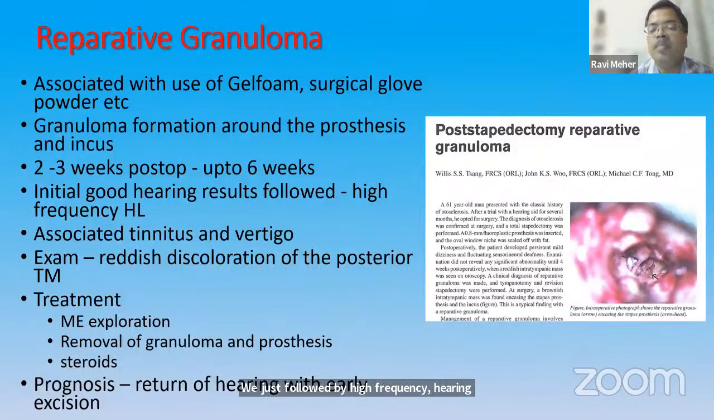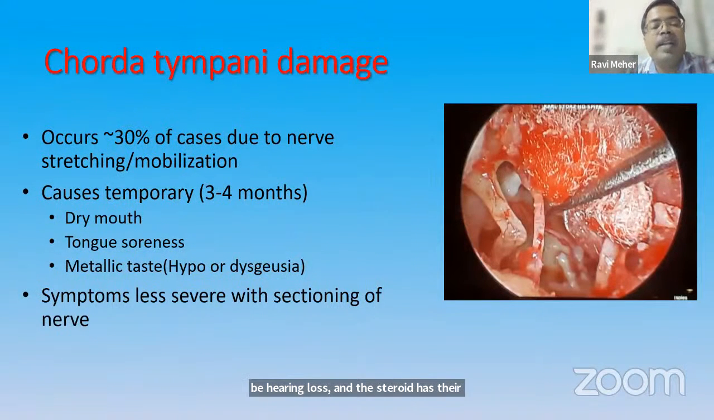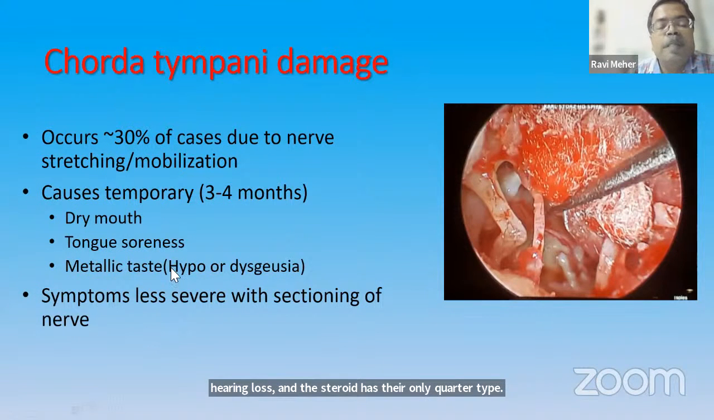On examination, you will find reddish discoloration of the posterior half of the tympanic membrane. What is the management? You have to explore the middle ear and remove the granuloma. In spite of doing a surgical intervention, there can be hearing loss, and steroid has a role in these patients. Chorda tympani damage, yes, it can occur during the surgery.